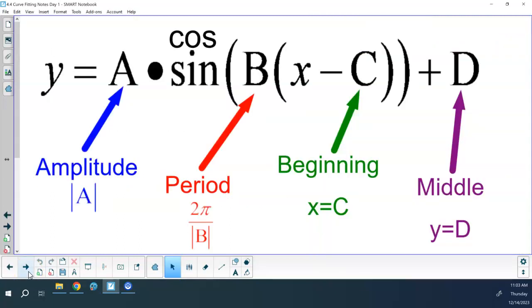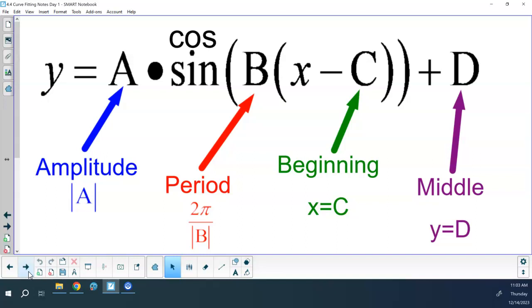First, remember we've got the A's and the B's and the C's and the D's. So A, what does A do to our graph? Stretches it which way? Up and down vertically. Yep, so it stretches it vertically. Affects what, Henry? The amplitude you said? Yep, the amplitude, how high it goes, how low it goes, all that fun stuff.